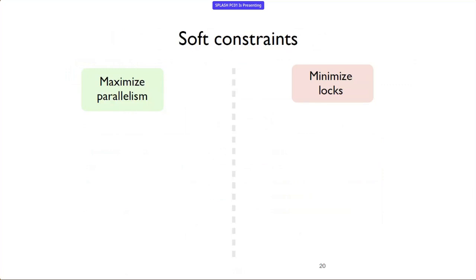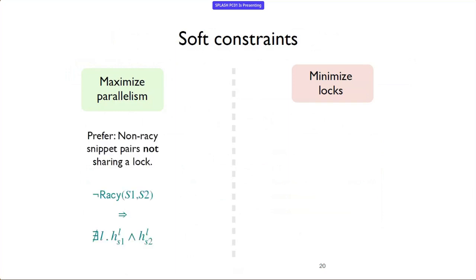So based on this, we're going to have two classes of soft constraints, one that's used to maximize parallelism and another for minimizing the number of locks. For maximizing parallelism, we're going to say that if two code snippets S1 and S2 are not racy, then we prefer an assignment where they don't hold the same lock. And for minimizing the number of locks, for every specific lock L, we're going to say that we prefer that lock not being used, so we introduce this big conjunction over all of our code fragments.